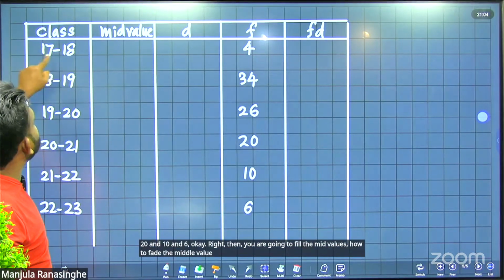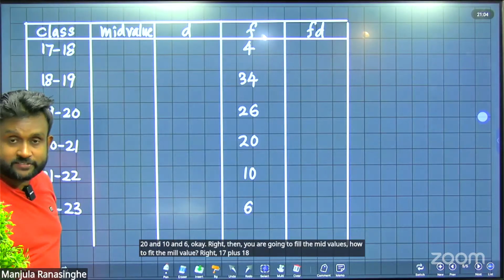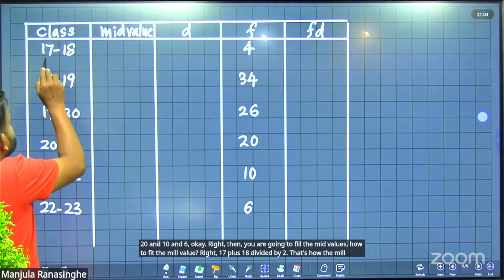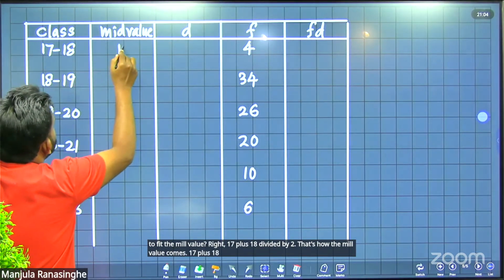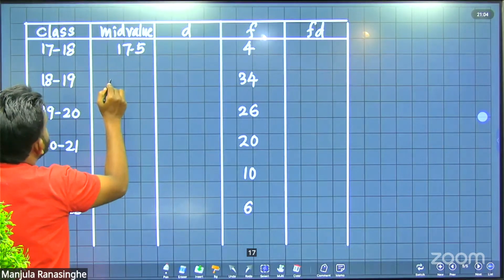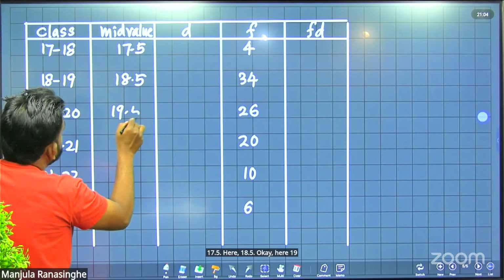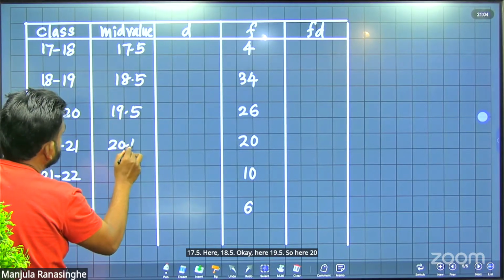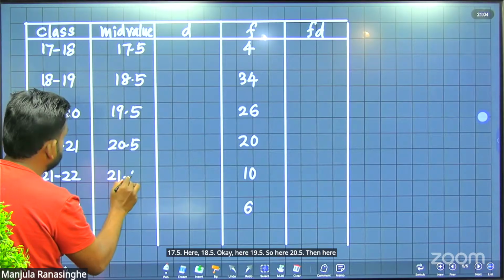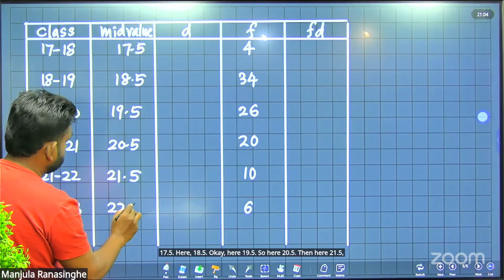Right, 17 plus 18 divided by 2, that's how the mid value comes. 17 plus 18 divided by 2 means 17.5. Here 18.5. Okay, here 19.5. So here 20.5. Then here 21.5, 22.5.